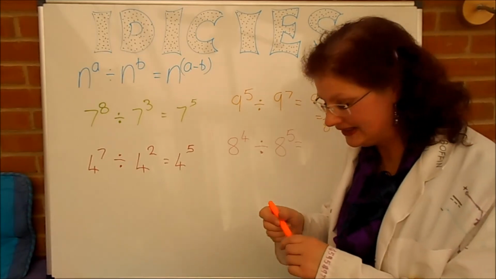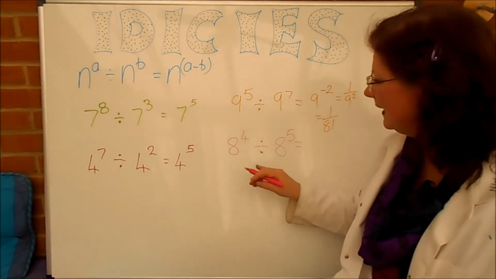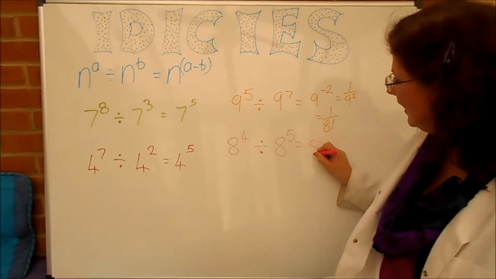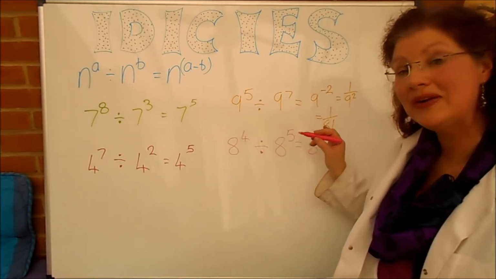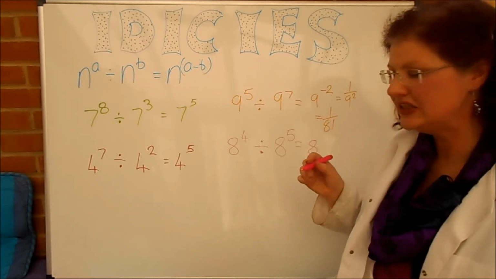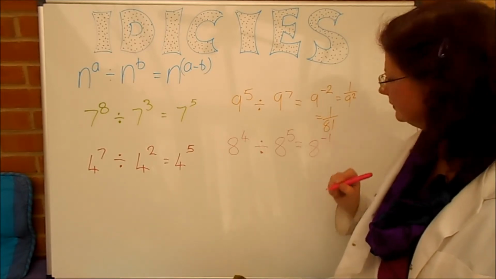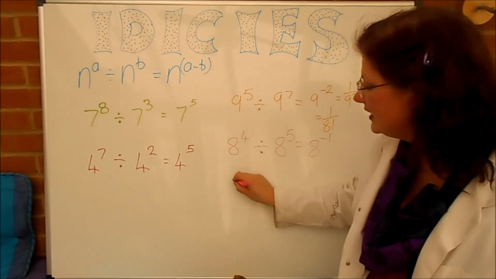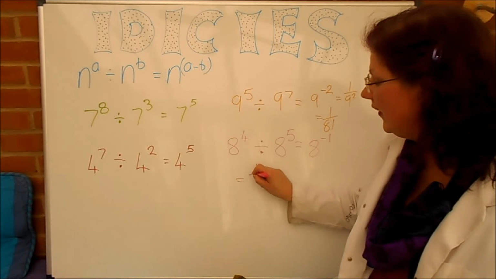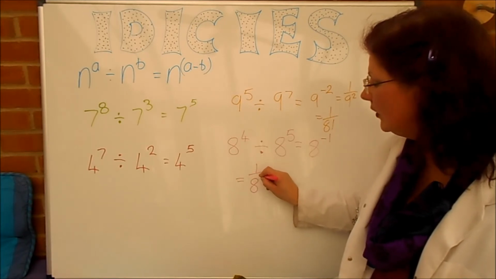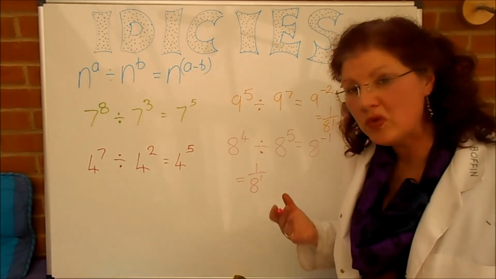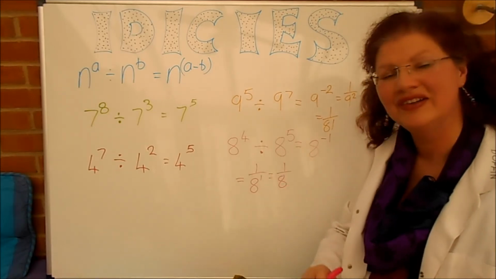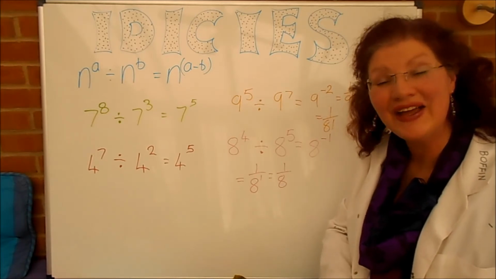And finally, this one down here in pink. 8 to the power 4 divided by 8 to the power 5 will be 8 to the power of 4 take away 5. That's negative 1. 8 to the power of negative 1, negative powers are fractions. So that is equal to 1 over 8 to the power normal 1. And of course 8 to the power 1 is just 8. So that is 1/8. There, I hope you got those.